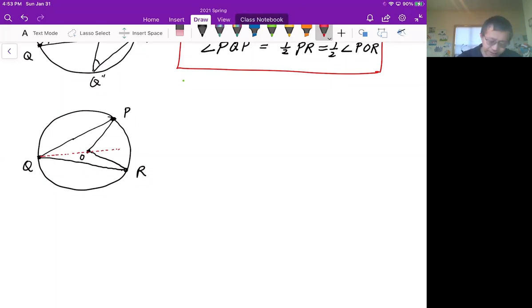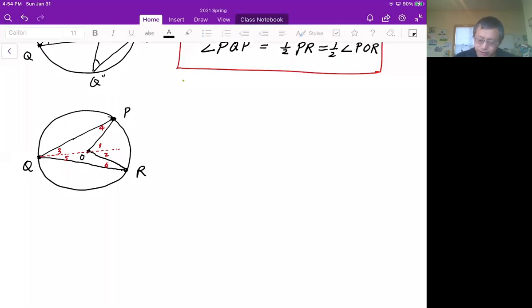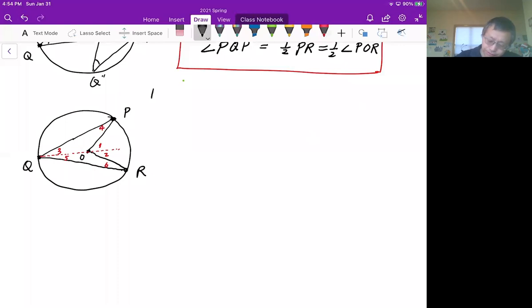I'm going to call this angle 1. This is angle 2, and this is angle 3, angle 4, angle 5, and angle 6. Does everyone understand what I'm doing here? All right, so here's the proof. First of all, you're going to have angle 1 is the same as angle 3 plus angle 4.